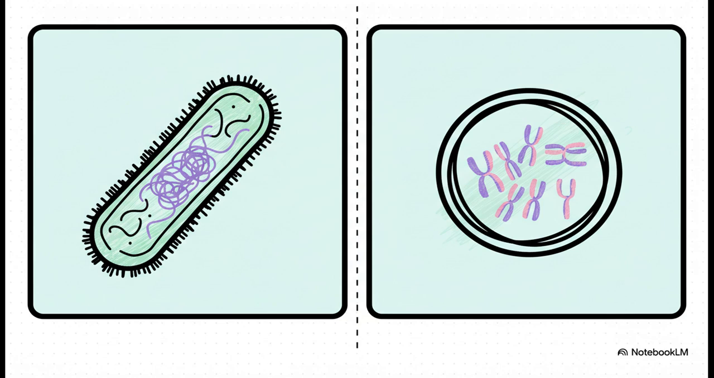Eukaryotic cells, that's us, plants, fungi, we have a true nucleus. It's like a secure vault, a membrane-bound room just for our DNA. But prokaryotic cells, the ones we're looking at today, their DNA just kind of hangs out in a region called the nucleoid. There's no wall around it, and that one little difference, that's everything.